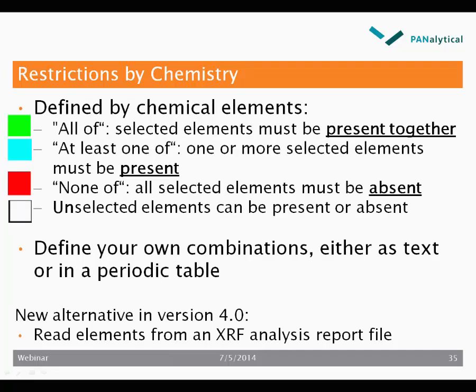Chemistry restrictions are based on chemical elements. Define your own combinations, either as a text or in a periodic table, in the following way. All of means all selected elements must be present together. At least one of means one or more selected elements must be present. None of means all selected elements must be absent. And unselected elements can be either present or absent. Chemistry restrictions are used a lot generally speaking, and are the most selective restrictions I can think of. In version 4 of HighScore you can also read in a report file from an XRF analysis and automatically build elemental restrictions from it.